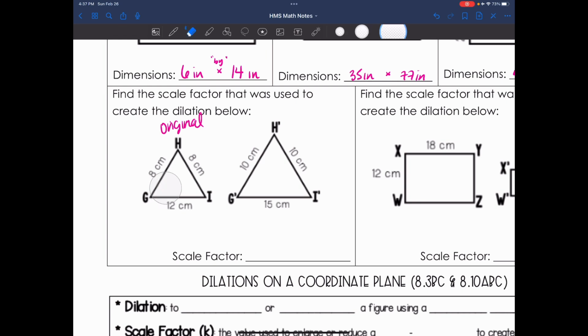oh shucks, you know, I did what a kid would do. The original is always the pre-image. It's the pre. And then the new is the image, the copied. And it's the one with the apostrophe.